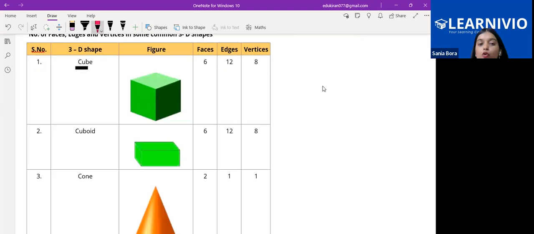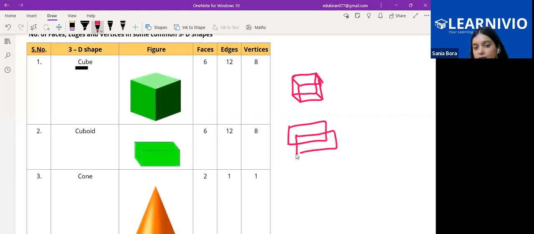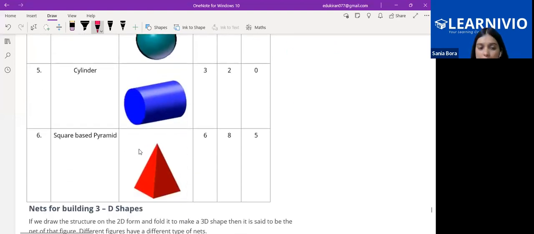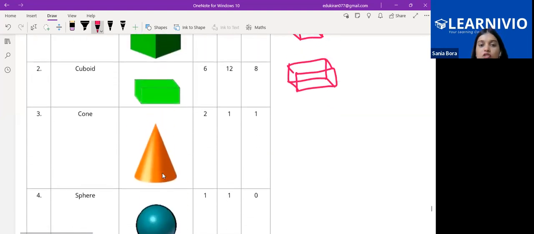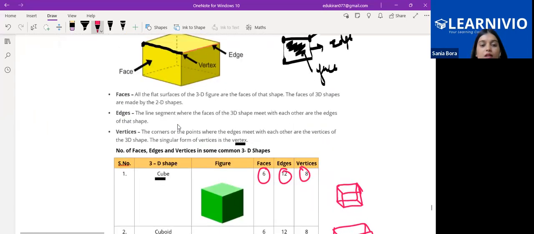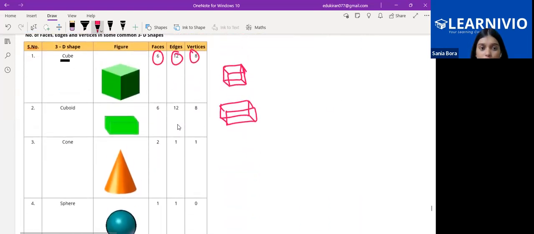Okay. Now cube. How do we make a cube? We make it like this: two squares and then join them. Okay, so this is a cube. And how do we make a cuboid? Two rectangles, then join them. Done. Okay, so over here: cone, sphere, cylinder, square base pyramid. So you just have to learn that a cube has 6 faces, 12 edges, and 8 vertices. Okay, so you people will draw this and you have to learn this.